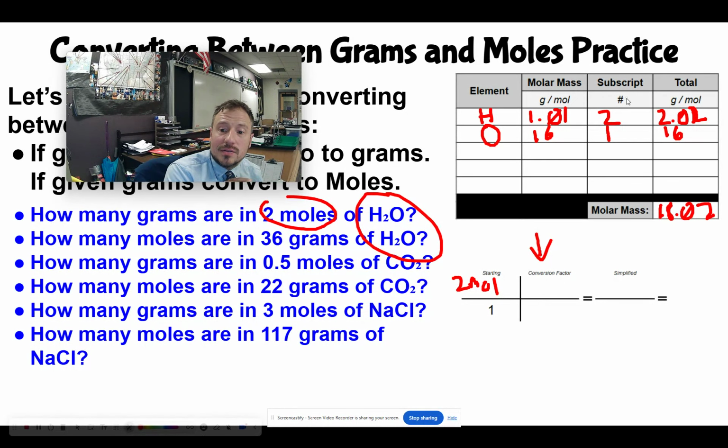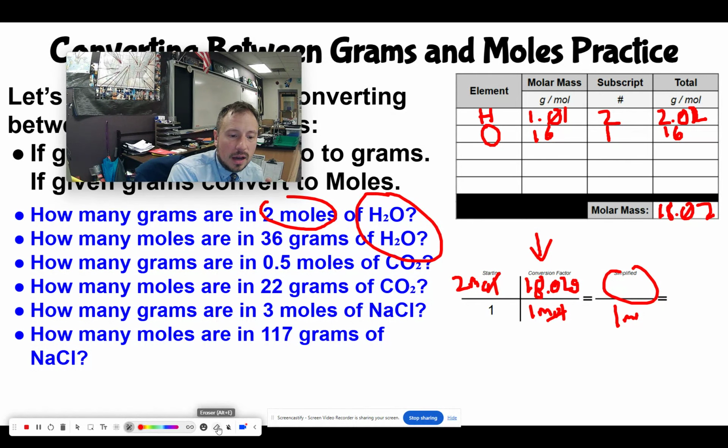So I'm going to use that conversion factor. So 1 mole of water is 18.02 grams. So I multiply across 2 times 18.02. That's going to go here, and then it's just 1 mole, and that is going to get me the grams because the moles are going to cancel out there, and I'm left with grams.